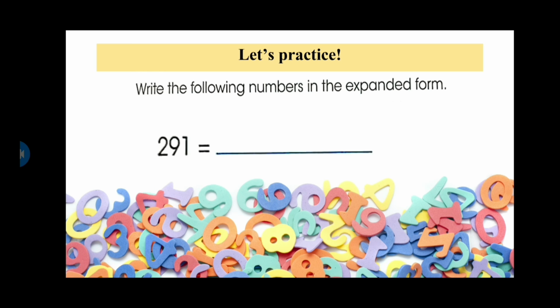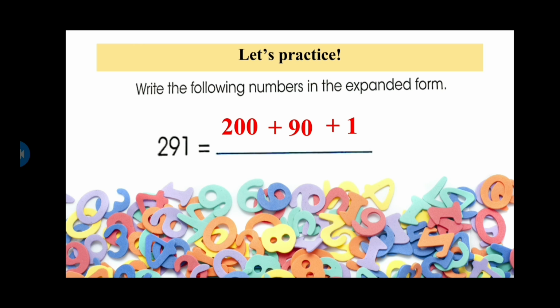So first we have 291. We get first what's in the hundreds, and then tens, and then ones. In this number we have 2 for hundreds, so we are going to write 200. And then we have 9 for the tens, so therefore we write plus 90. And for the ones we have 1, so just retain the number 1. And there you go. We have the expanded form 200 plus 90 plus 1.